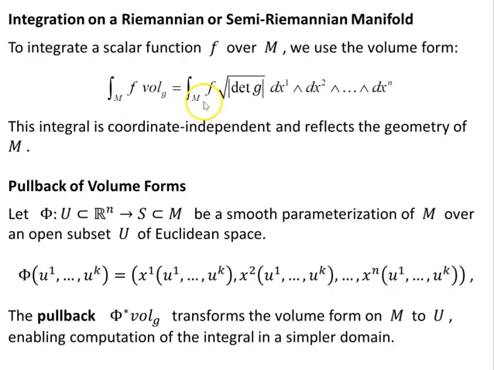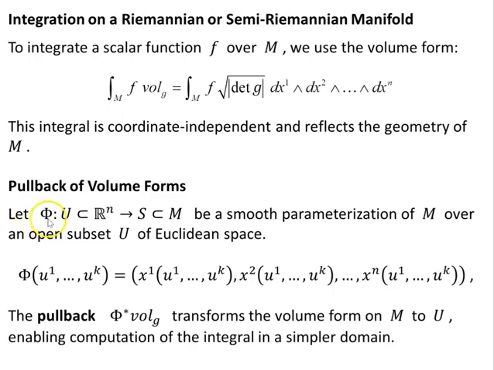Which, if we expand that a bit more, is F times the square root of the absolute value of the determinant of G, dx1 wedge dx2 wedge, all the way up to dxn. Now this integral is coordinate independent and reflects the geometry of M. Pullback of volume forms, so it doesn't matter what local coordinates we use here, it has the same form. Pullback of volume forms, so let phi be a map, I'll show you a diagram of how that fits in.